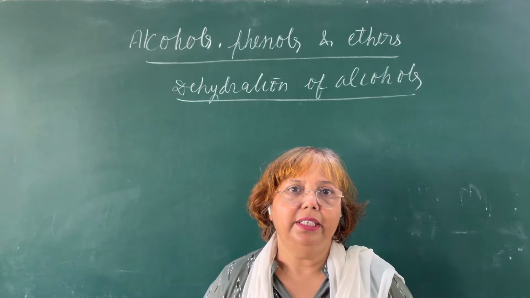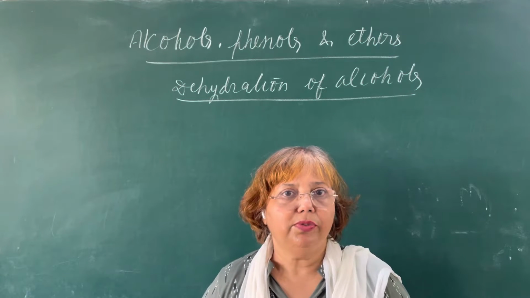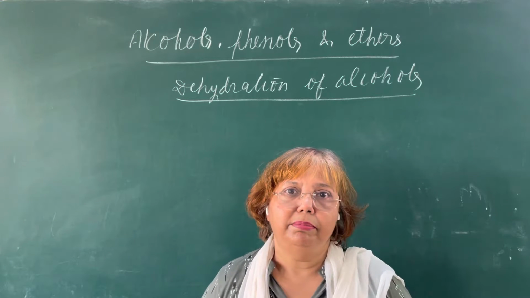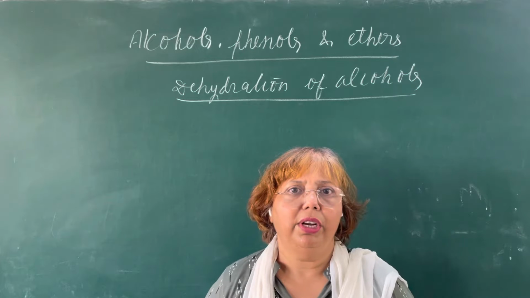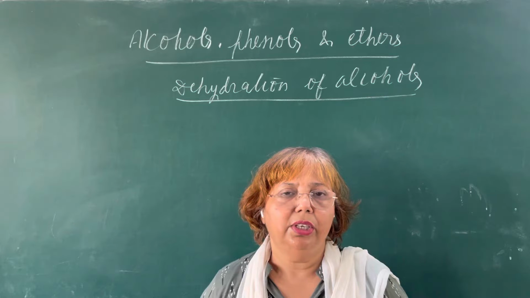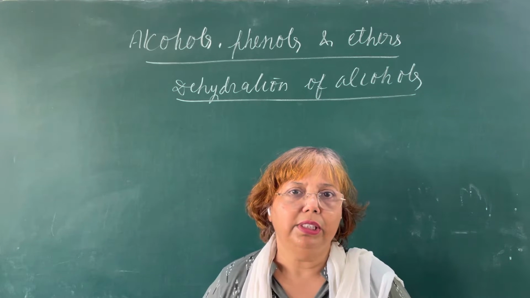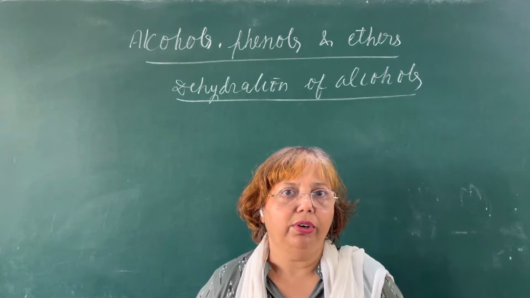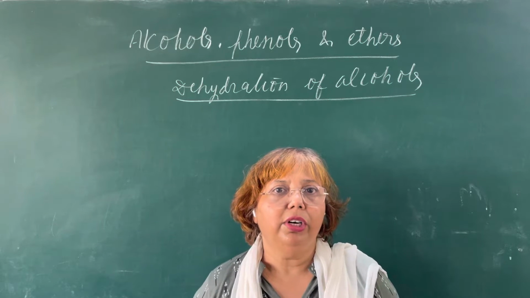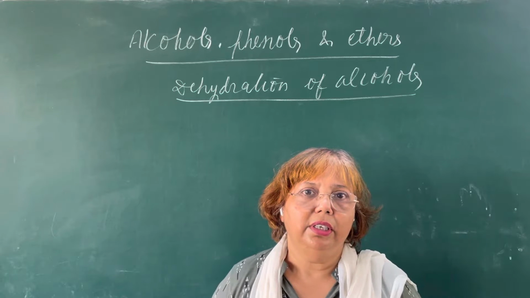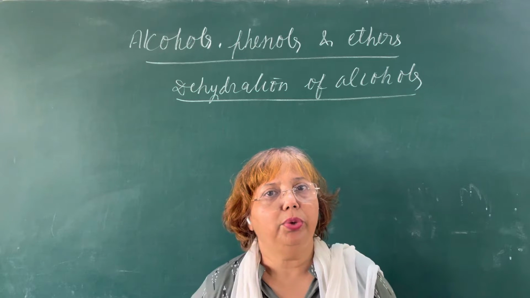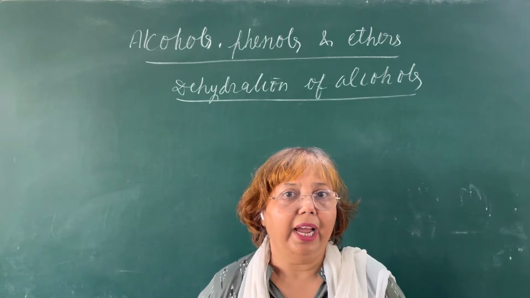We have been studying the chapter alcohols, phenols and ethers. So far we have studied the preparation, nomenclature, etc. of alcohols. And now we will study the properties of alcohols. One of the most important properties of alcohols is dehydration of alcohol. Dehydration means losing water. So when alcohols are heated with conc H2SO4 or conc H3PO4, then it loses a molecule of water, resulting into an alkene.